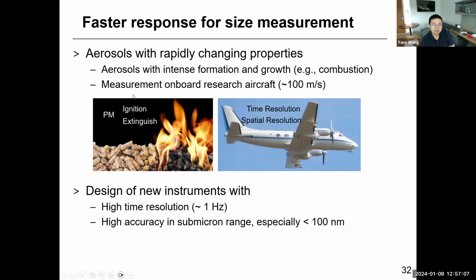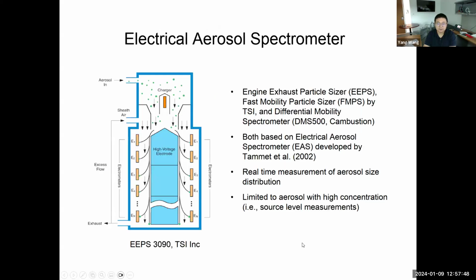Also, many studies use research aircraft to monitor the aerosol size distribution. And these aircraft move at a large speed, right? Close to 100 meters per second. If you have a scanning time of 30 seconds, that means the aircraft is already 3 kilometers away from the original location. So you lose the spatial resolution in terms of the aerosol size distribution, right? Because of that, there is a need for other instruments that have high time resolution and also high accuracy in the submicron range, especially below 100 nanometers.